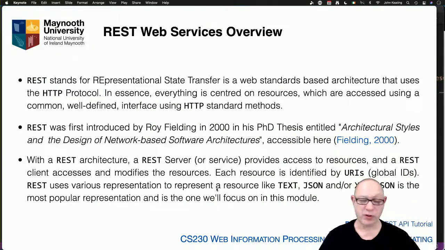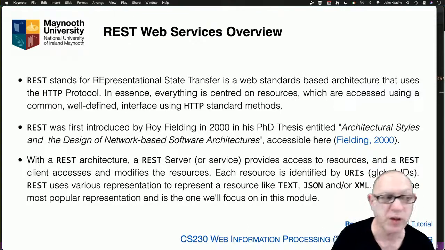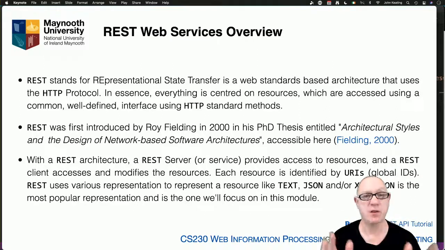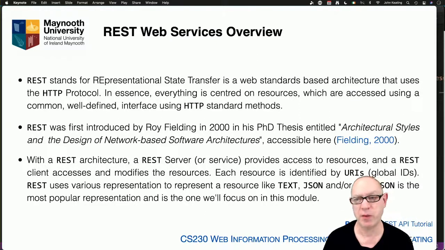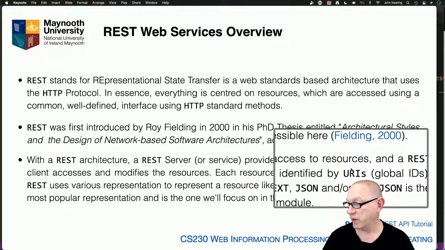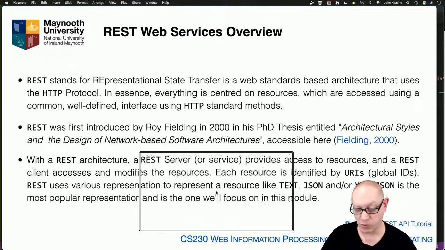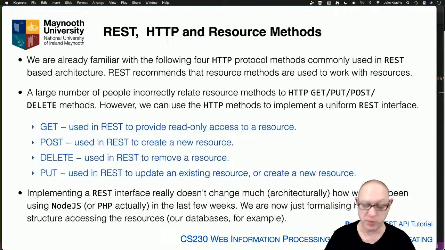So every resource, and these resources will either be a database table or entries in a table or collection of tables, or it will be documents that are in a collection-based database like MongoDB, and your resources are JSON. But they're uniquely identified by URIs, okay? And URIs are just global IDs. And REST uses various representations to represent resources like you can use text, you can use JSON, you can use XML. And JSON is very popular, supposedly the most popular, but it's the one that we're going to focus on. We've been looking at JSON right through this module.